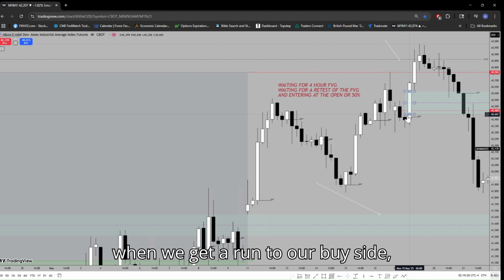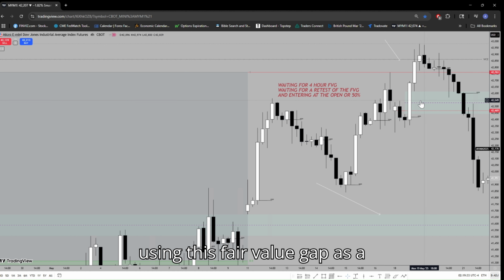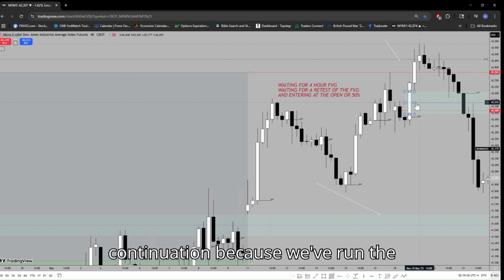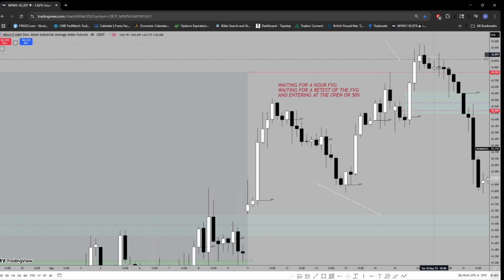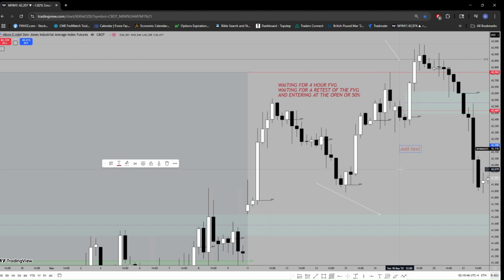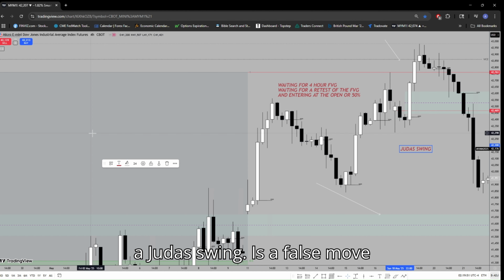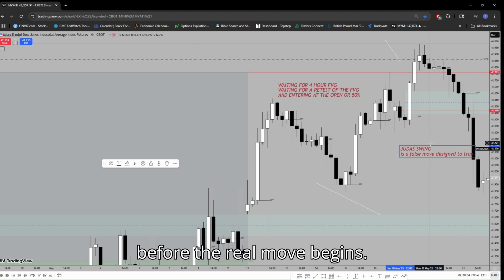When we get a run to our buy side, we don't anticipate price using this fair value gap as a continuation because we've ran the buy side liquidity for the week. So we can look at this initial swing as a Judas swing. A Judas swing is a false move designed to trap traders before the real move begins.